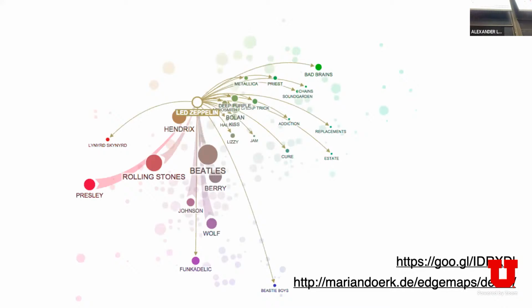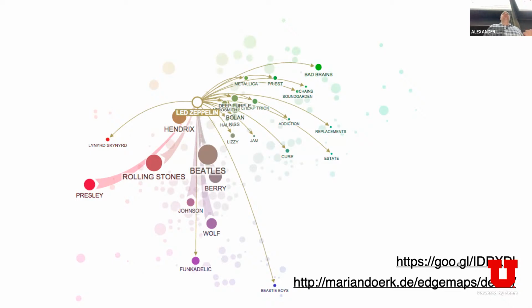Okay, so next I want to do a design critique. I want to use a design critique that uses projection because this is going to be our next topic. This is a paper by Marianne Dirk and Sheelagh Carpendale. And you get a few different data sets here to play with. You can go to this mariannedirk.de edge maps demo, or you can go to this Google thing, but I also have a handout for you that I'll hand out in a second, and play with it.